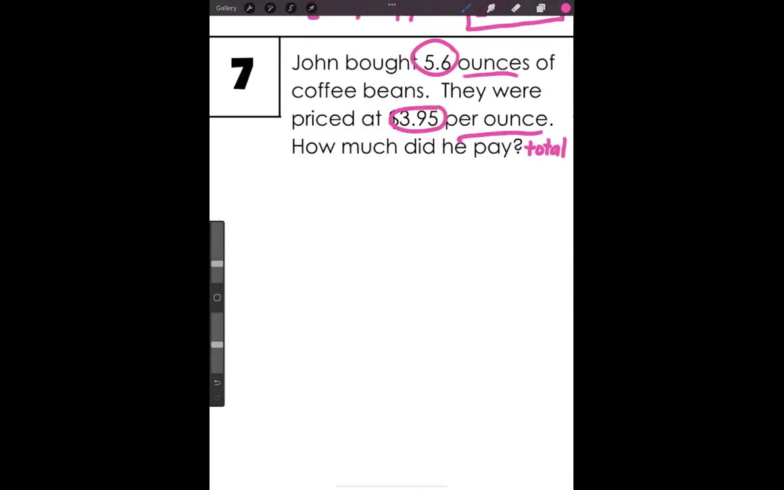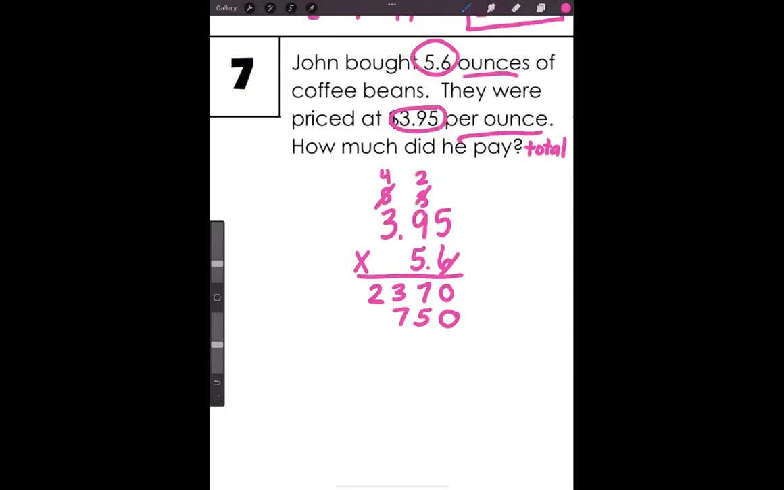Okay, so $3.95 has to go on top because it has more digits. And then the 5.6 will go down here. 6 times 5 is 30. 6 times 9 is 54, plus 3 is 57. 6 times 3 is 18, plus 5 is 23. Placeholder 0. We're done with these. 5 times 5 is 25. 5 times 9 is 45, plus 2 is 47. And 5 times 3 is 15, plus 4 is 19.